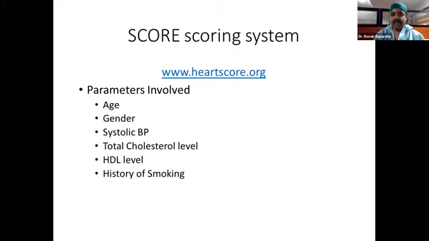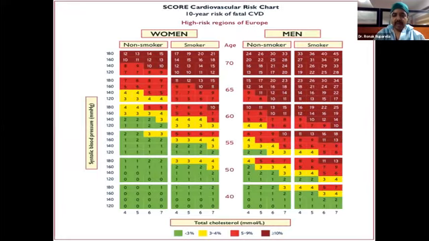The parameters involved in this are age, gender, systolic blood pressure, total cholesterol level, HDL cholesterol level, and history of smoking. The interesting fact here is that this data was originally created for high risk as well as low risk regions of Europe. Now, if we compare the Indian population, they are as near as the high risk region of Europe. So we will consider only the high risk region of Europe. And this score system will give us the 10-year risk of fatal cardiovascular disease. So this is the data for female and this is the data for male.